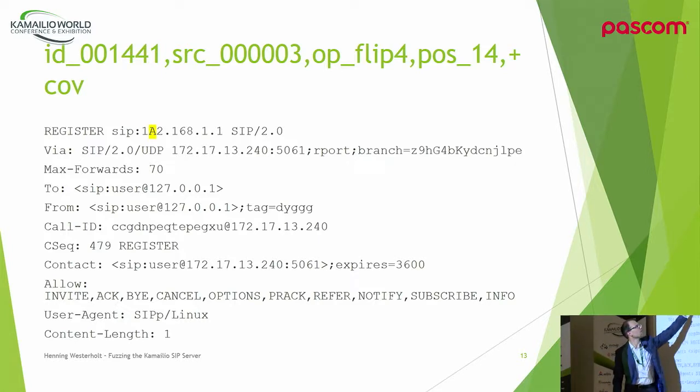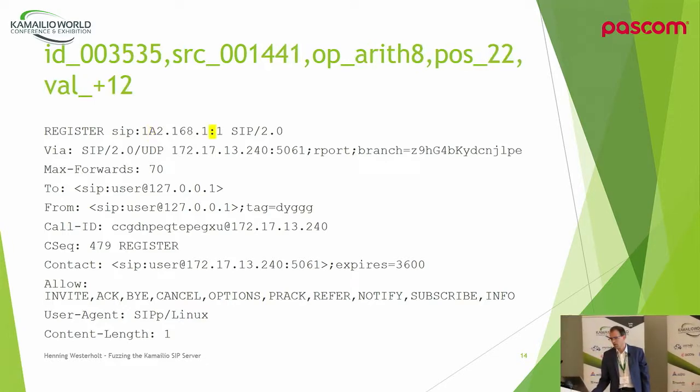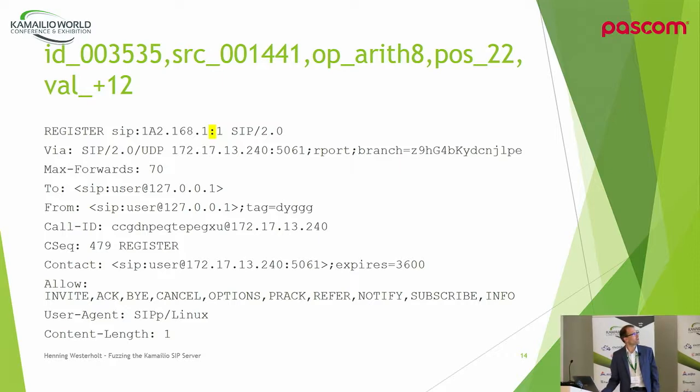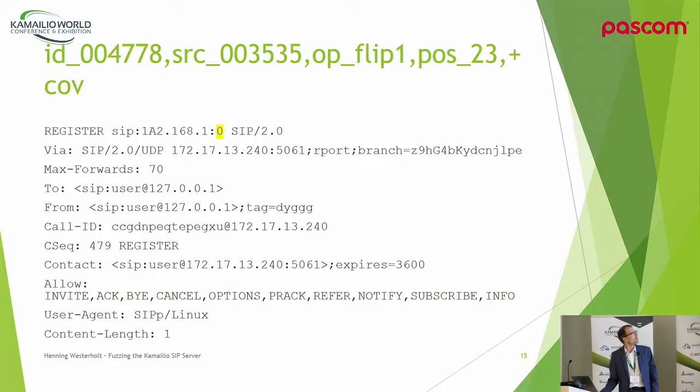Here it notices that it can modify the IP addresses. In this case, it makes it invalid, and it will have a different state in the parser. Another change here, it modifies the IP address again with a port, and finds there's another path in the code that it will execute. It modifies the port again here. The other, more word-like things, op flip 1, pos 23, etc., are details of the operation that AFL has done in modifying the messages, but you can ignore them.